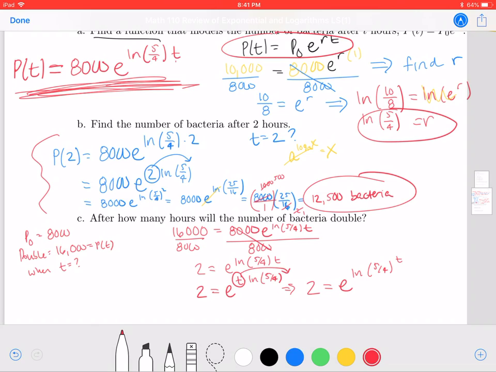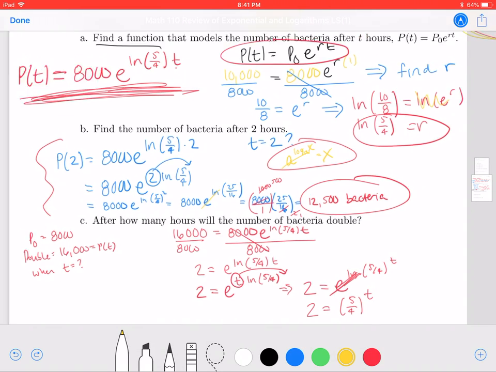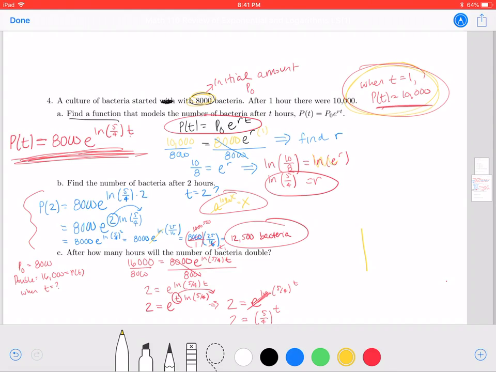Now I'm going to use the same rule that I used in B, where if I take a base and a log, and the log is in the exponent, these guys cancel each other out. So I'm left with 2 is equal to 5/4 to the power of t. But I'm still left with the problem of t being in the exponent here. So what I want to do is get that t out of the exponent.